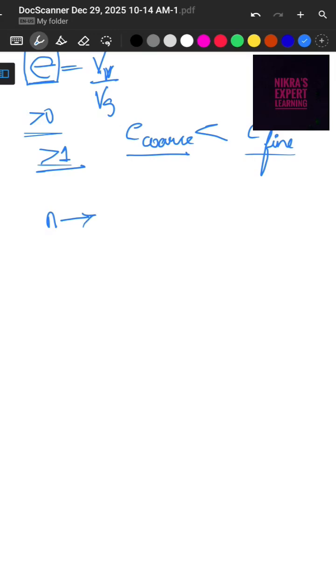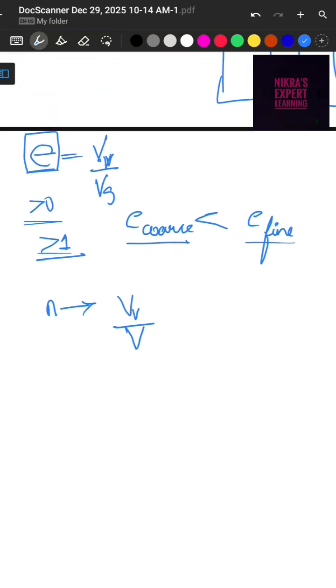Porosity is nothing but the ratio of volume of voids to total volume. Okay, so in void ratio we are telling it with respect to volume of solids, but in porosity we will be giving it with respect to the total volume. Okay, and the n value is generally greater than 0 but less than 1.